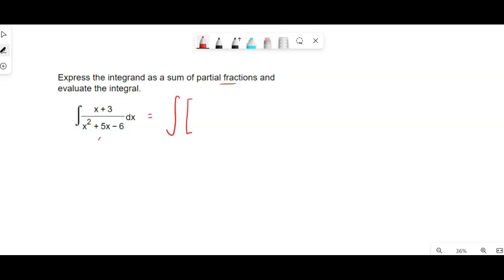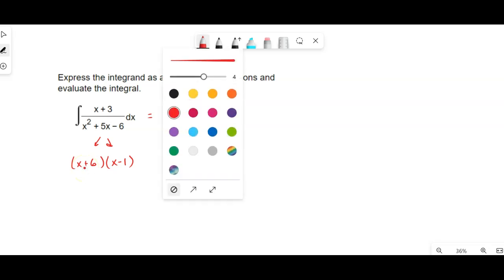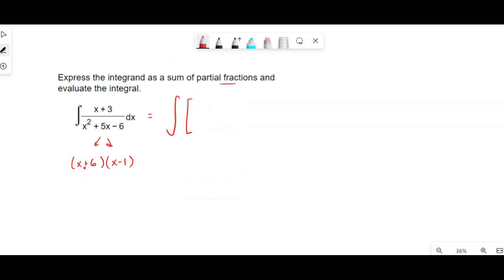All right, to start, you're always going to factor the denominator. So this is going to be an x plus 6 times an x minus 1. All right, that's the denominator, okay? So what I have is x plus 3 over x plus 6 times x minus 1. That's going to be equal to something over x plus 6 plus something else over x minus 1. And it's just like the problems that we've been doing now.